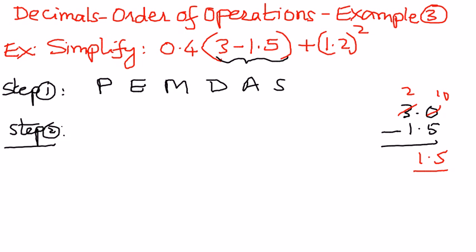So therefore we can come back here and write this as 0.4 times 1.5. According to our procedure, we have simplified the numbers inside the parentheses, and we will complete this expression here. So what we have here is plus 1.2, this whole thing raised to the power of 2.